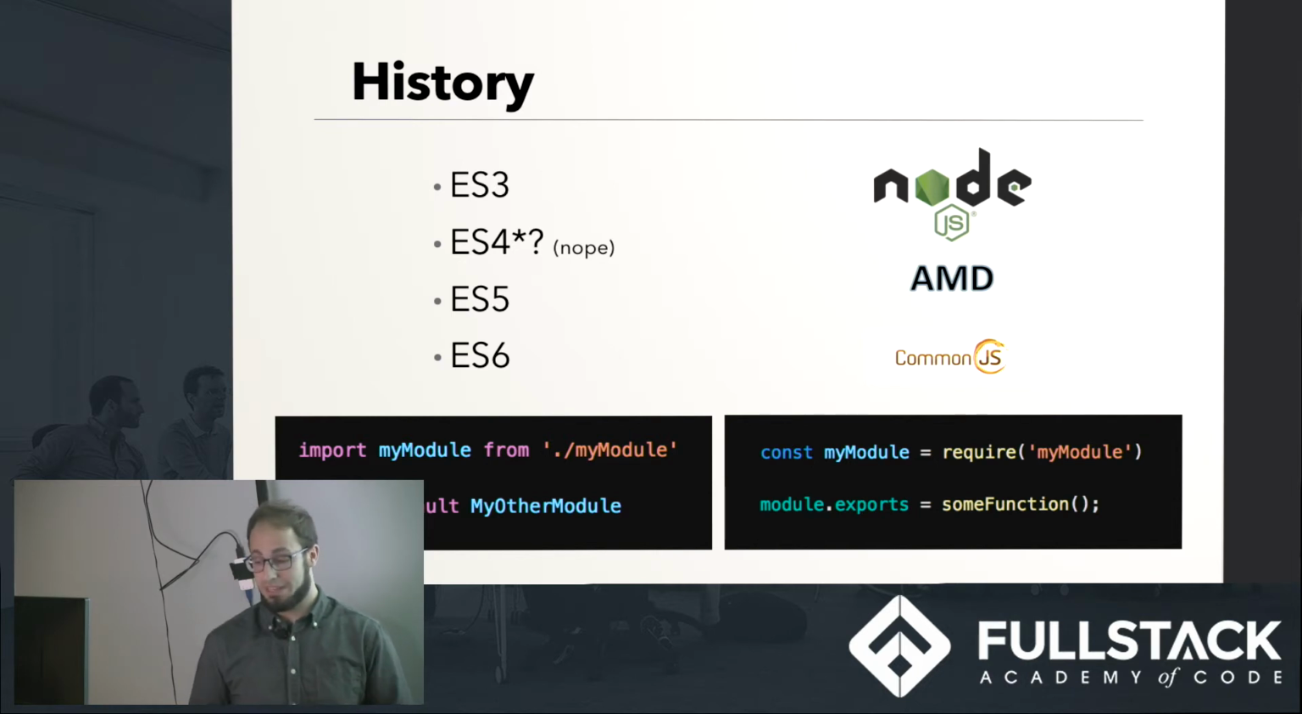But when Node was being developed, this module specification did not exist. It was not standardized, and it kind of drove Node to adopt its own module system based on what was called the CommonJS spec. There were other competing standards, namely the AMD spec, the Asynchronous Module Definition. Most of you might not be familiar with that. But because of this, Node currently does not support ES modules at all.